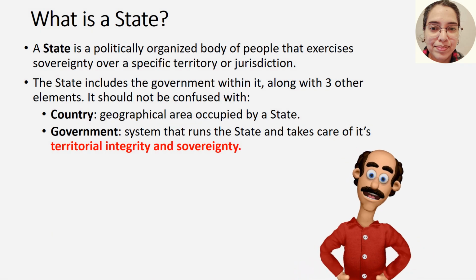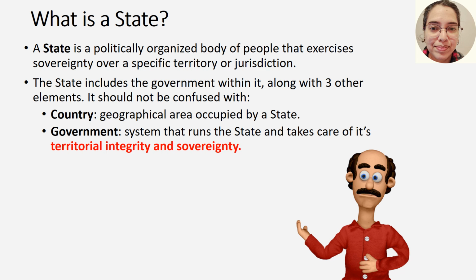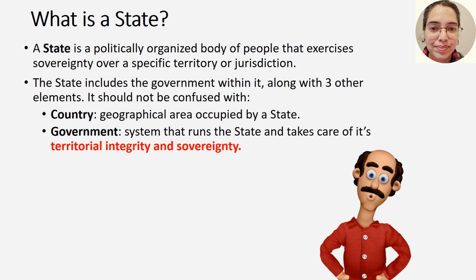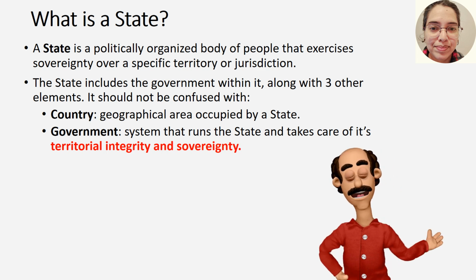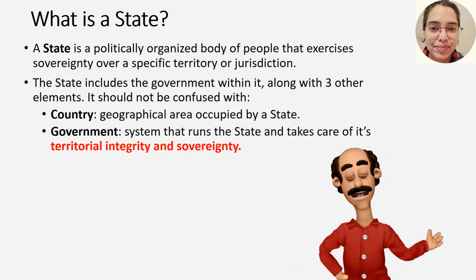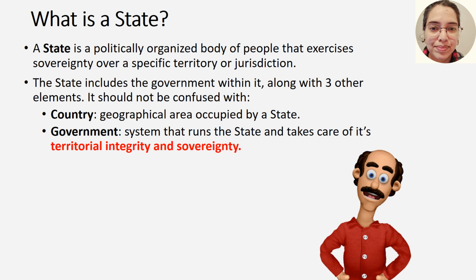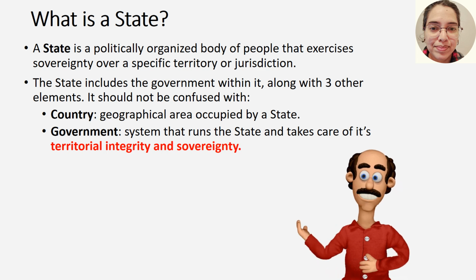A state is a politically organized body of people that exercises sovereignty over a specific territory. The state includes the government, laws, and people living under it. It should not be confused with country, which refers to the geographical area occupied by a state. Government is the system that runs the state and takes care of its territorial integrity and sovereignty. For example, India is a state, but within India, Maharashtra, Tamil Nadu, and Gujarat are also called states, though they are not independent.